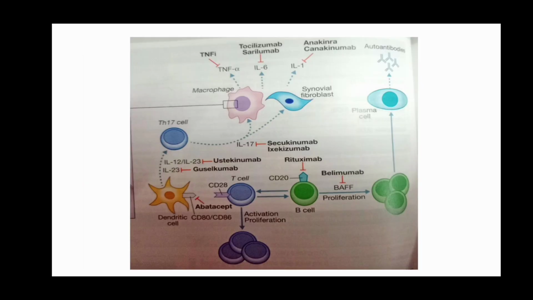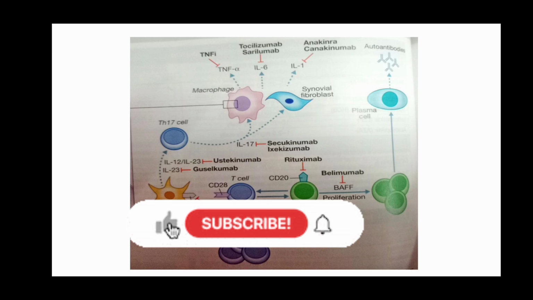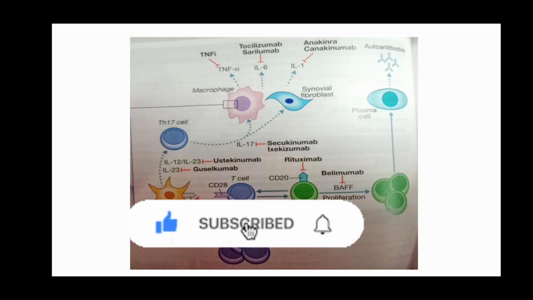Here you can clearly see the CD20 inhibitor is rituximab, the BAFF inhibitor is belimumab, the T cell activator inhibitor is abatacept, the IL-23 inhibitor is guselkumab, and the IL-17 inhibitor is secukinumab. TNF alpha inhibitors we already know, and the IL-6 inhibitor is sarilumab, and the IL-1 inhibitors are canakinumab and anakinra. These are all the main biologicals used in rheumatology, and also in some other cancer treatments.